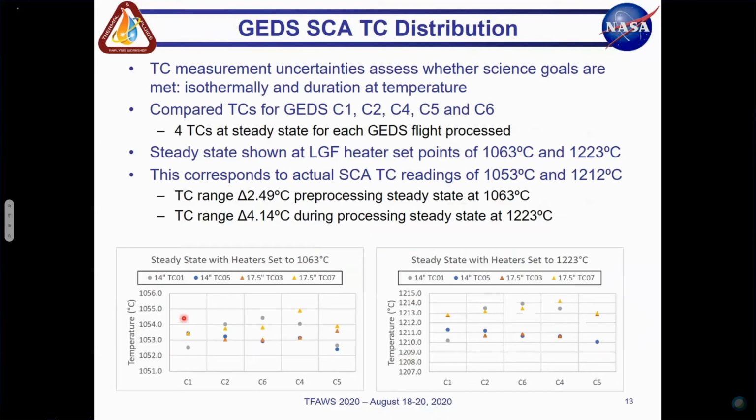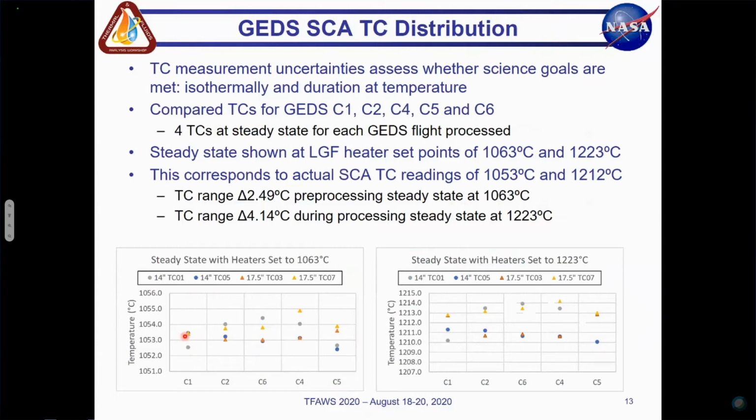The plots below show the steady state readings of the thermocouples when the LGF was set to 1063 and 1223. And remember, there was approximately a 10-degree offset between the furnace and the SACA TCs. You can see that we had the furnace set at 1063, but inside the SACA was about 1053. And when we had the furnace set to 1223, we were about 10 degrees less.